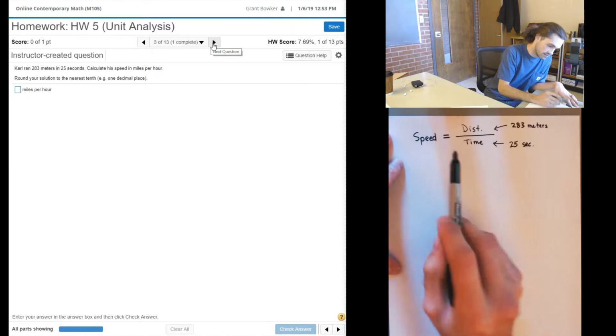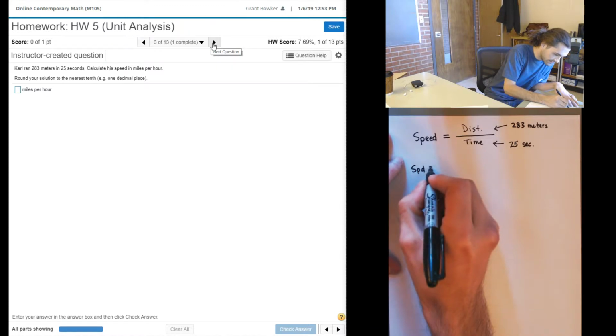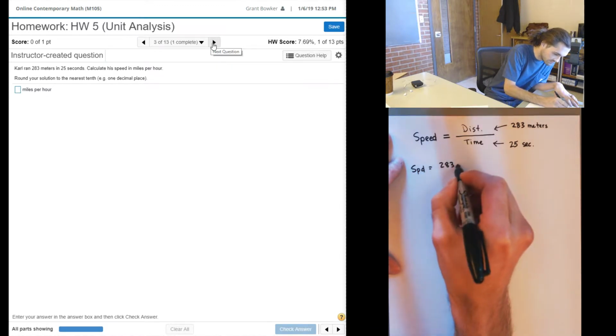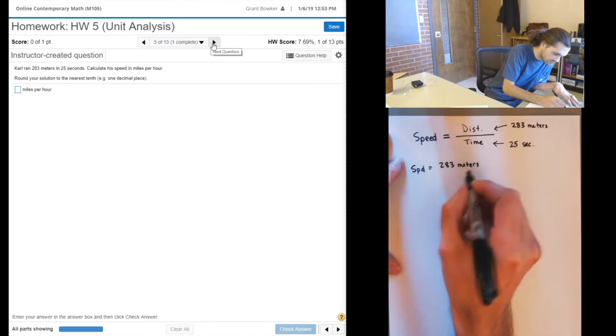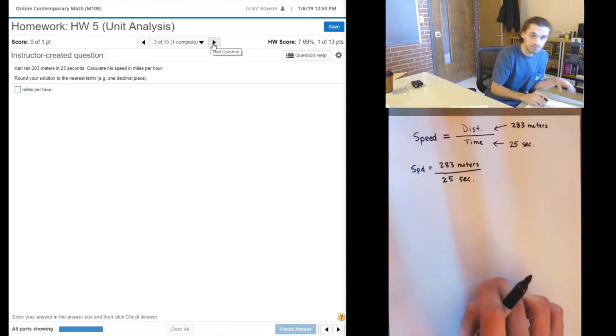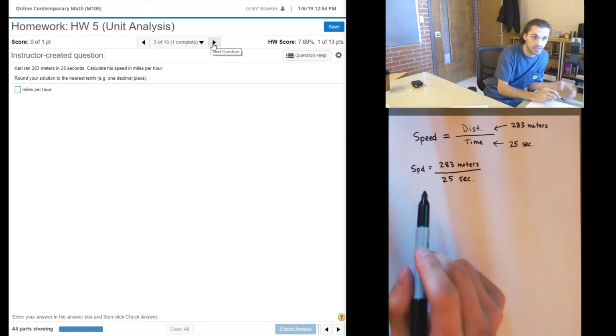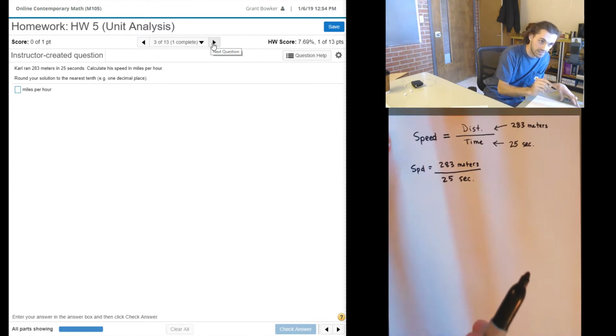And let's go ahead and fill in this given information. So speed is 283 meters per 25 seconds. Now, believe it or not, this is a speed. It's just not a very humanized speed. That means close to nothing to us, right? 283 meters per 25 seconds. Doesn't mean nothing, just close to nothing. So let's make this mean something, and we're told to put this speed in miles per hour.